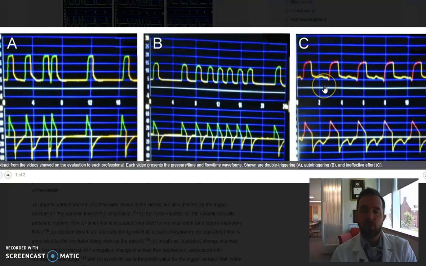This may be because your flow or pressure trigger is set too high. You might need to lower it. And then sometimes in cases of patients that have severe emphysema and PEEP, they can have an ineffective trigger, and you need to adjust that accordingly.